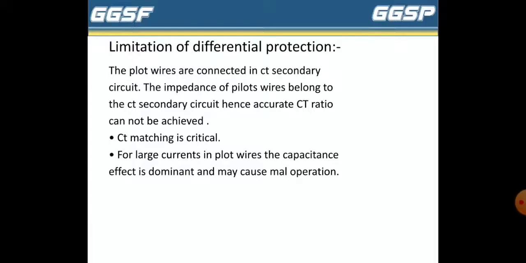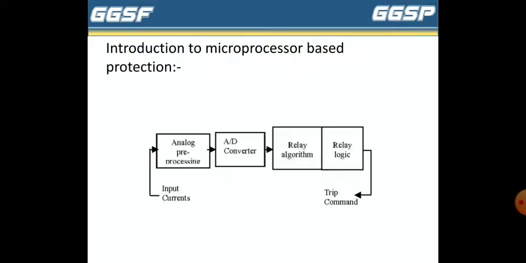Limitation of differential protection. The pilot wires are connected in CT secondary circuit. The impedance of pilot wires belongs to the CT secondary circuit, hence accurate CT ratio cannot be achieved. CT matching is critical. For large currents in pilot wires, the capacitance effect is dominant and may cause maloperation.